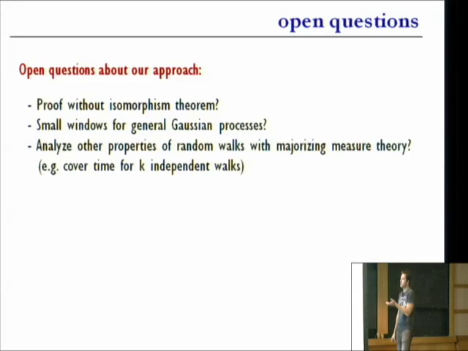And then another question you can ask is, can you relate this to other properties of the random walk? For instance, people have studied the cover time. If you, instead of doing one walk on the graph, run k independent walks, and then check how the cover time evolves as you change k. So I don't know. It's possible that this theory could say what happens in situations like that too. Okay, so those are the questions just about the approach.